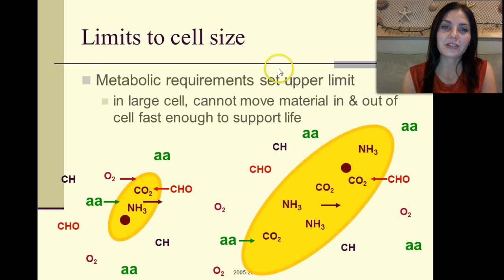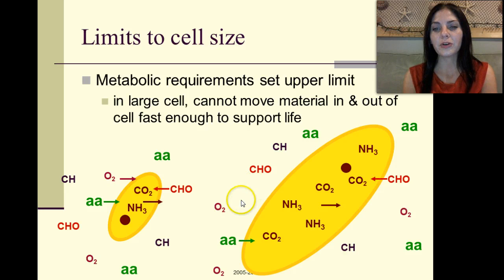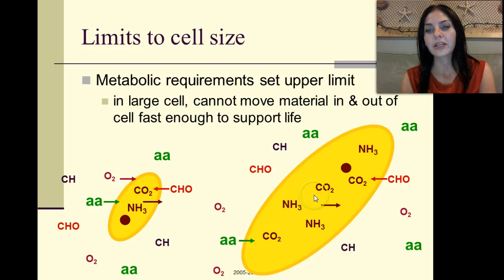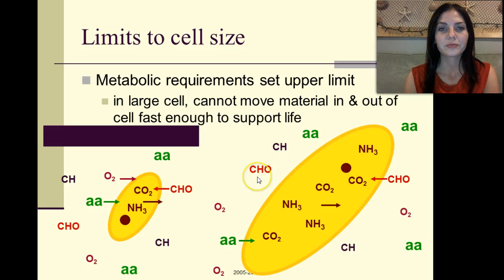So, limits to cell size: metabolic requirements set upper limits. In a large cell, we cannot move material into and out of the cell fast enough to support life. So we have our small cell, and different nutrients are moving into and out of the cell at a much faster rate than it would to go into a big cell, get to the nucleus, and then exit the cell.